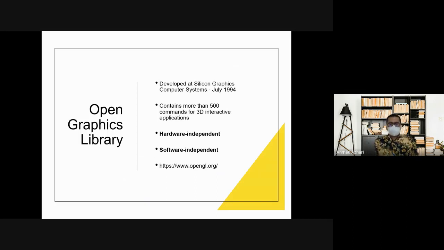OpenGL, also known as the Open Graphics Library, was developed at Silicon Graphics Computer Systems in July 1994. It contains more than 500 commands for 3D interactive applications. The nature of OpenGL is twofold: the first is that it is hardware independent, and the second is that it is software independent.